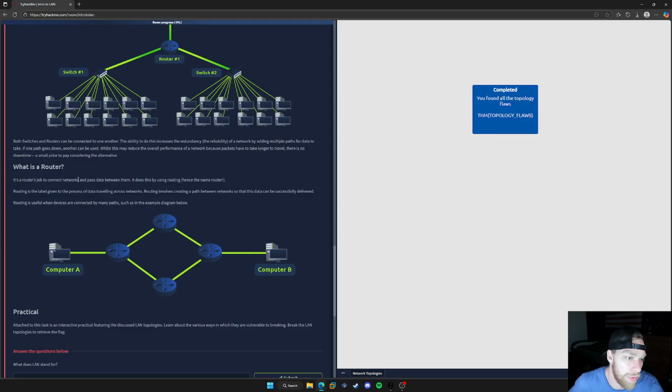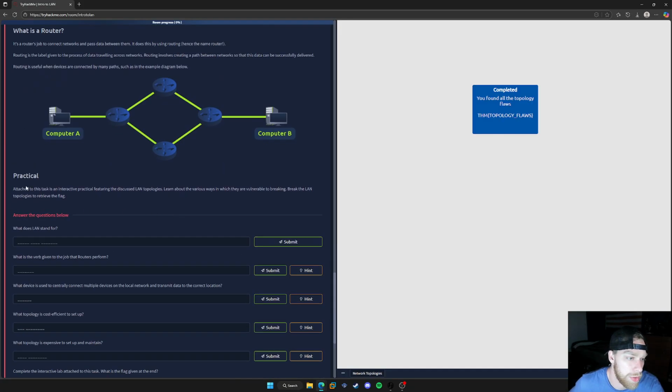Okay, and then we're talking about a router. Routing is a label given to the process of data traveling across networks. Okay, so into the questions. We got local area network.